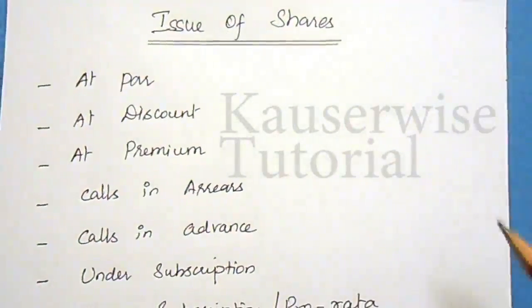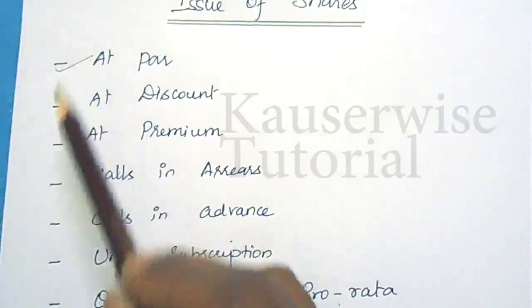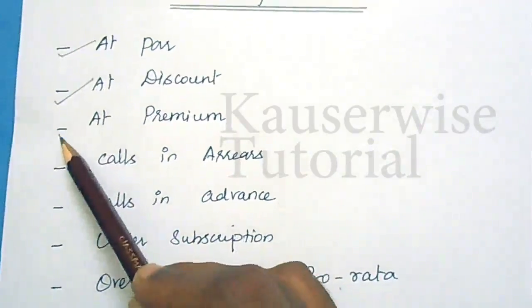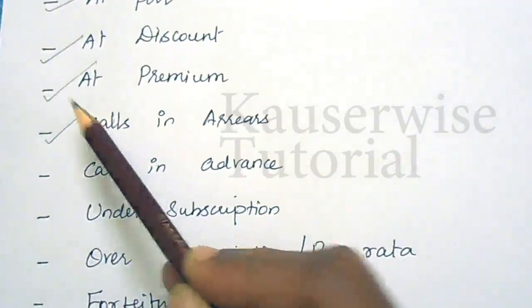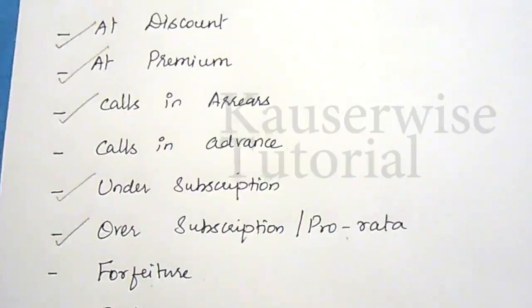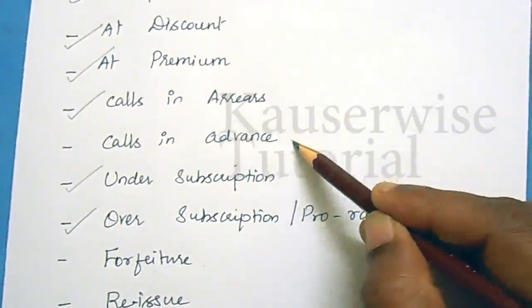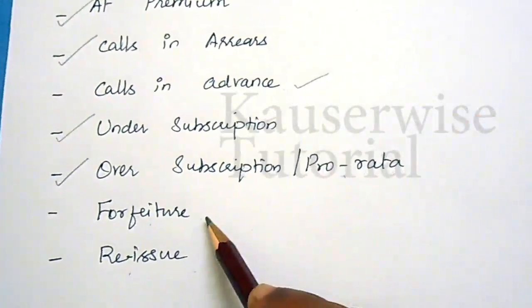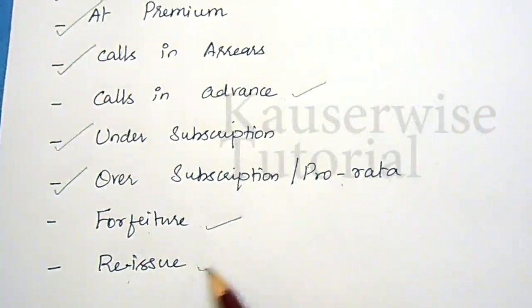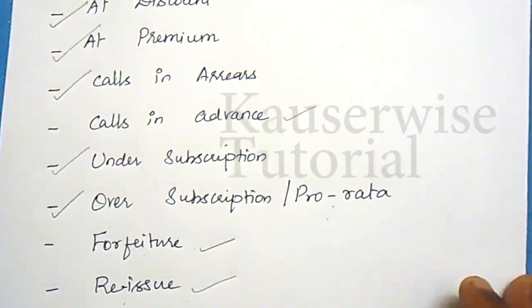In the previous video, we discussed issue of shares at par, at discount, at premium, calls in arrears, under subscription and over subscription. So in this video we are going to see two problems, one for calls in advance, another one for forfeiture of shares and reissue of shares under pro-rata allotment. Now let us see the first problem.